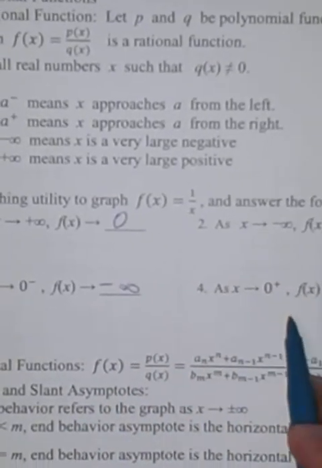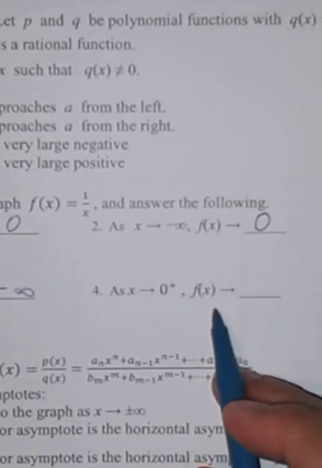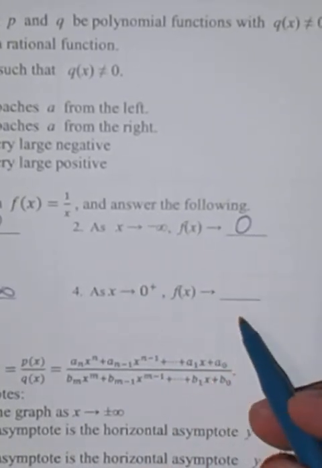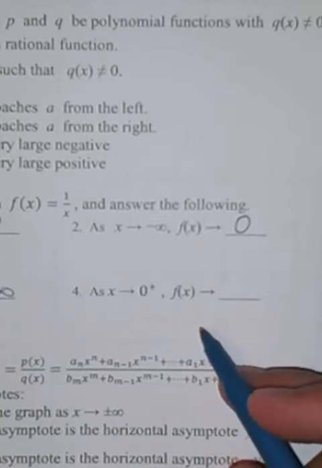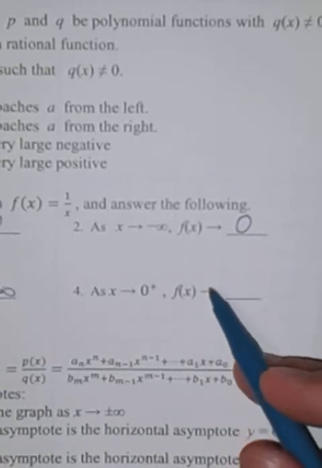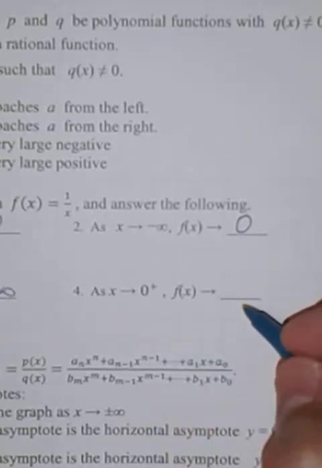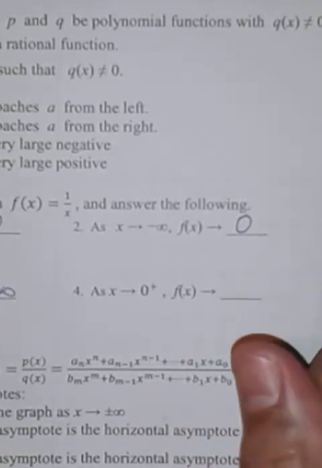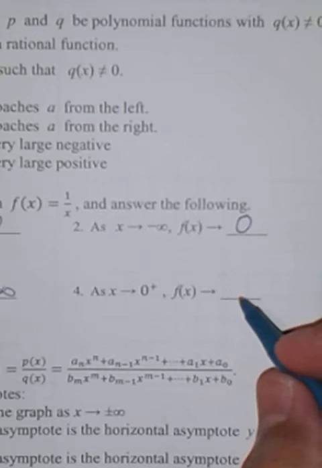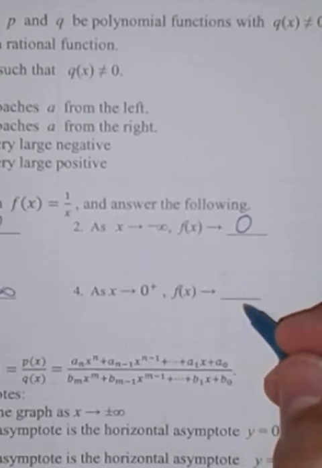And number 4, as x approaches 0 from the right, same thing is happening except the numbers are positive. So you're getting away from the x-axis as you get closer to x equals 0. But on the positive side, your numbers are getting away from the x-axis, or your points are getting away from the x-axis just on the positive side, or towards positive infinity.